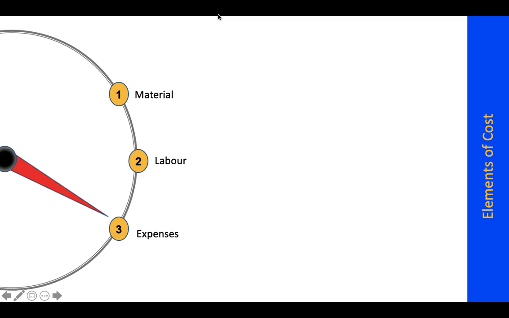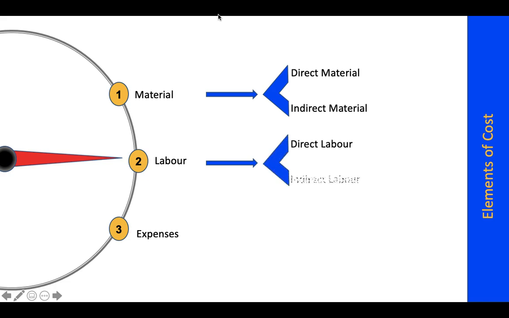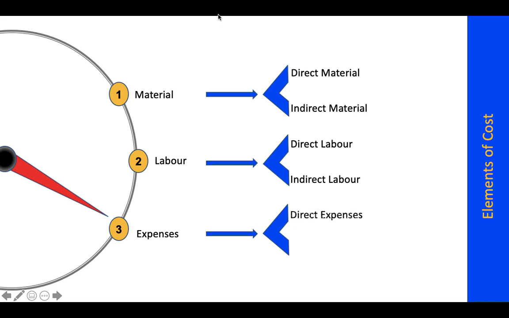The elements of cost, that is material, labor and the expenses, can again be classified under two main categories, that is direct and indirect materials, direct and indirect labor, direct and indirect expenses. So we can see about these things in detail in the forthcoming slides.